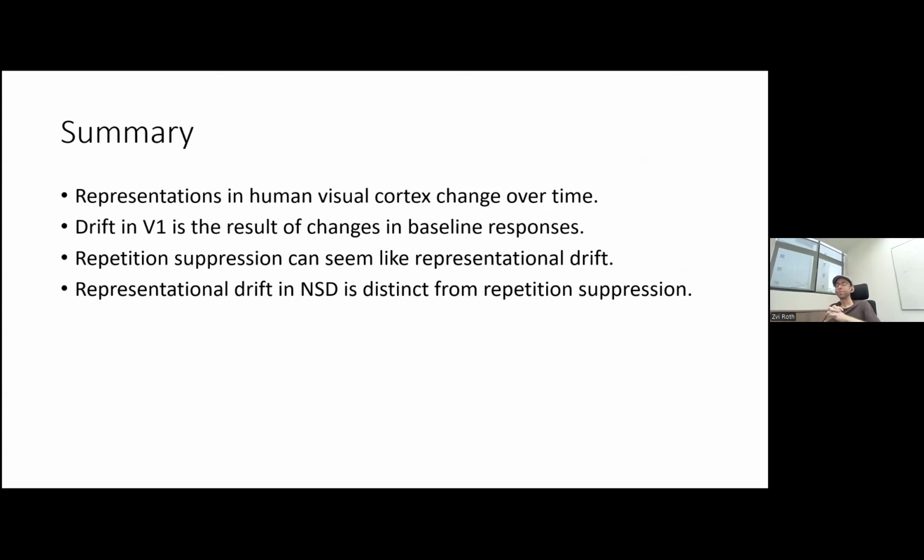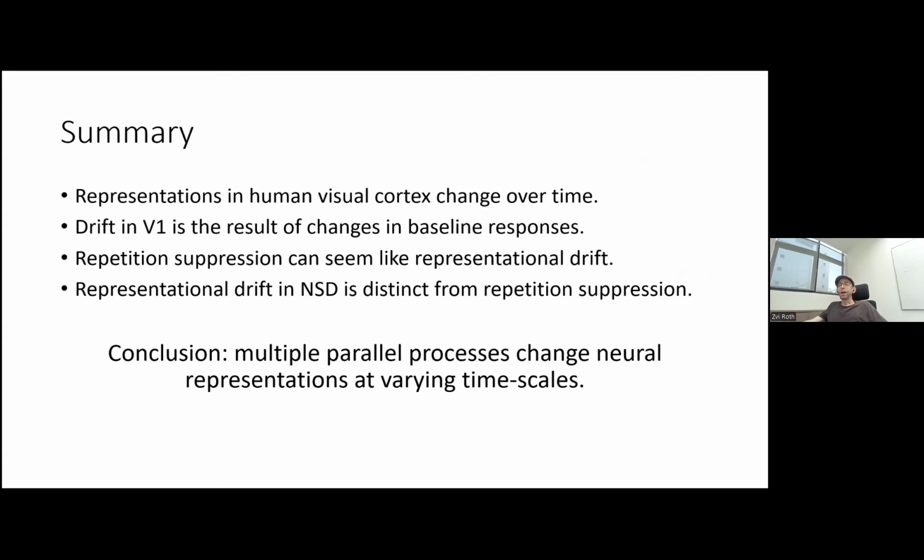But I think it's still unclear whether other reports of representational drift are independent of repetition suppression. But we can conclude from this that there are multiple parallel processes that change neural representations at varying time scales. Multiple processes such as representational drift and repetition suppression. And these different processes are likely to have entirely different functions.